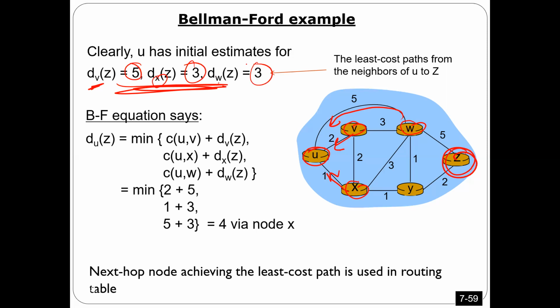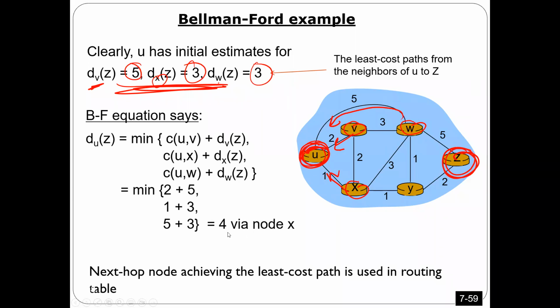Here I'm talking about router U. If I want to transmit data to Z, my three neighbors give me three options. And then after that, I'm going to see which neighbor is better for me. So I have to add the cost to reach the neighbor, like 2 and 5 and 1. And then I'm going to take the smallest one.